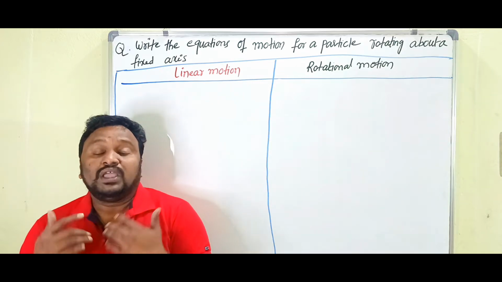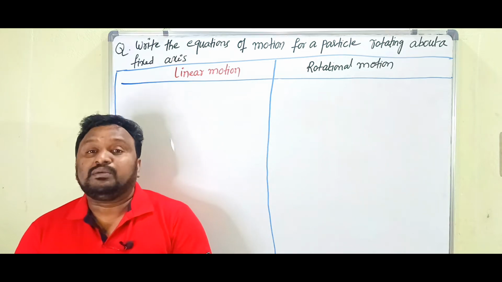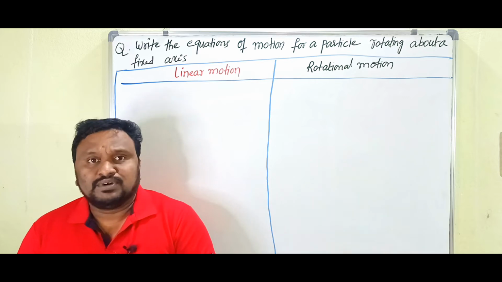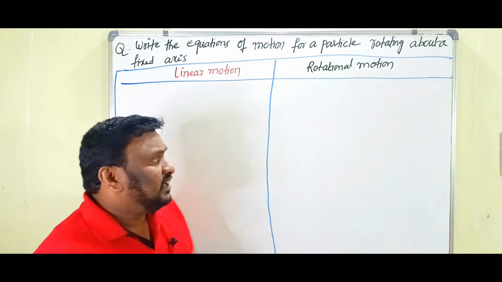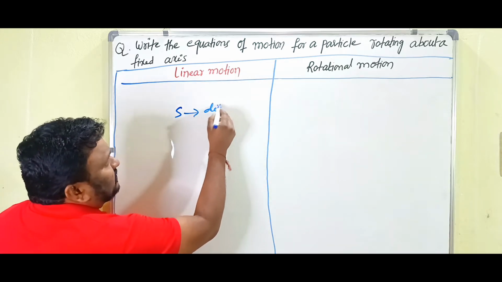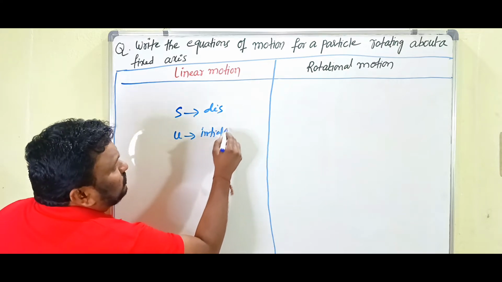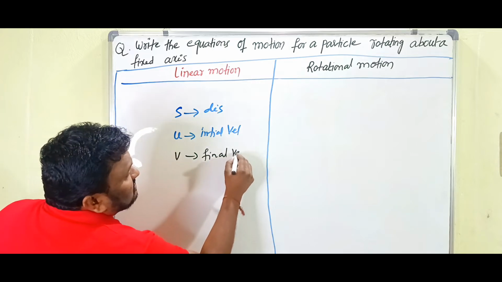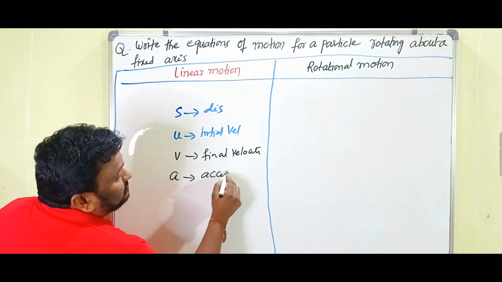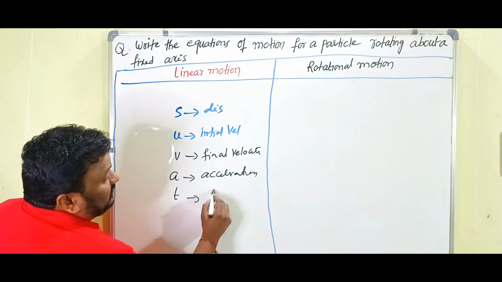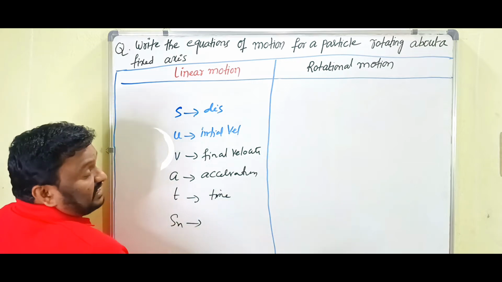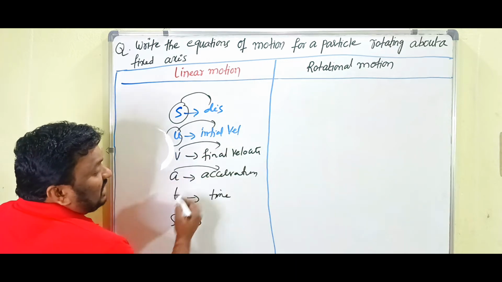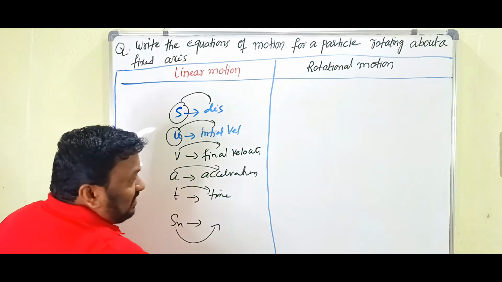But in this chapter we have to apply the equations of motion for rotatory or rotational motion. How can we write them? Let's discuss. Dear students, very simple. To write these equations you have to remember, in linear motion, s is the displacement, u is the initial velocity, v is the final velocity, a is acceleration, t is time, and Sn is the distance traveled in the nth second.